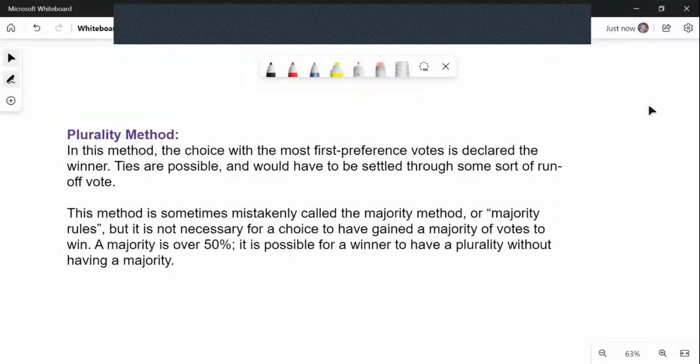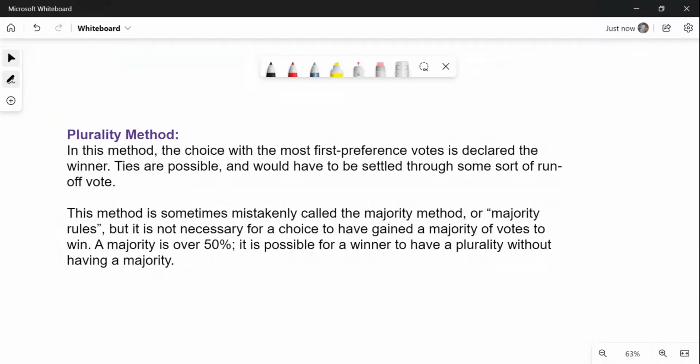In this video, we will look at the plurality method as well as majority. In this method, the choice with the most first preference votes, that's the key, is declared the winner, the plurality winner to be exact. Now, with this method, it is possible to have a tie, but with large numbers of votes, it is unlikely.